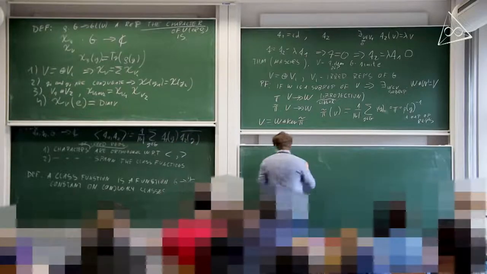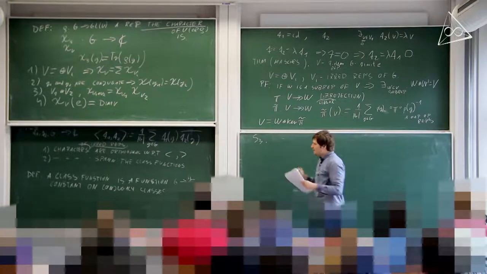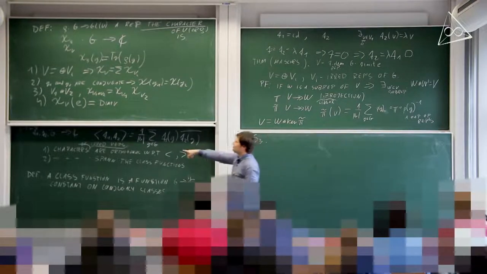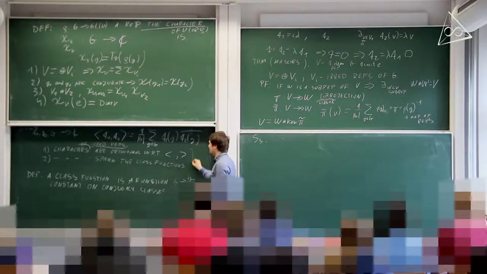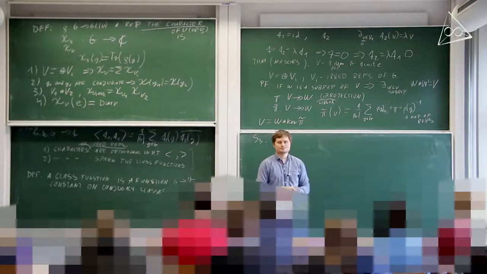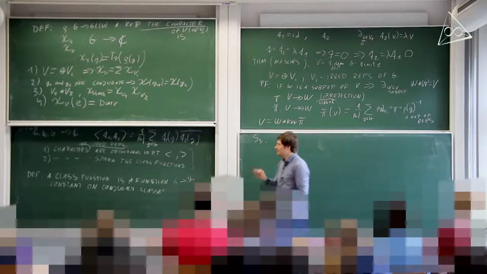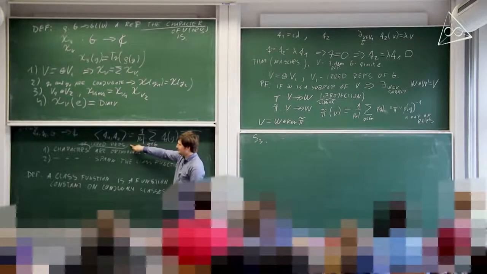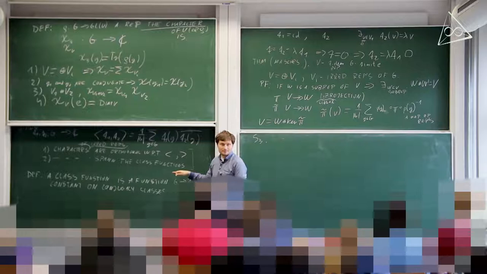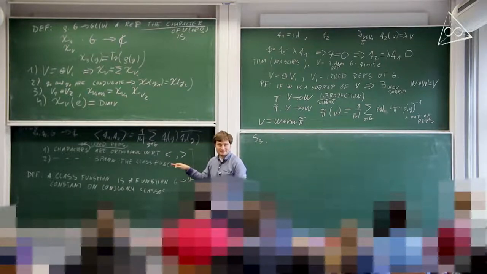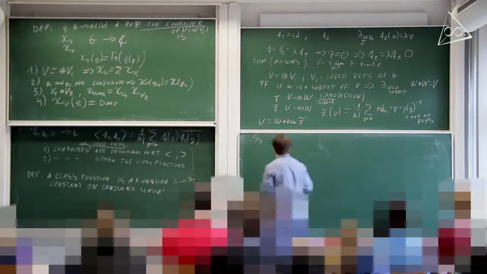Okay. Let's work it out. Let's do the S3 example. How many irreducible representations does S3, the group of permutations of three elements, have? These two facts will help you to answer this question. Remember, irreducible representations have characters that form a basis of class functions. So the number of irreducible representations of a finite group equals the dimension of the space of class functions. Yes?